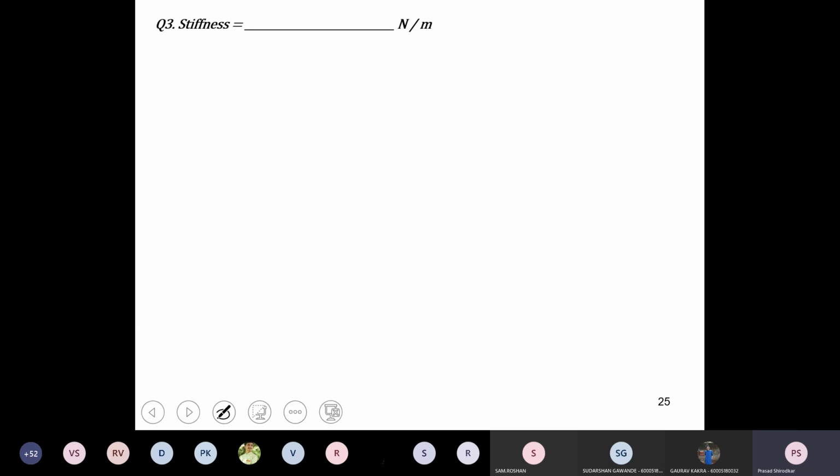Time is 9:32. Again, I will give you a couple of minutes for that. Sir, how much do you have to round off? Round it off to the nearest whole number. So you have to write it without decimal. Just round it off to the nearest whole number.